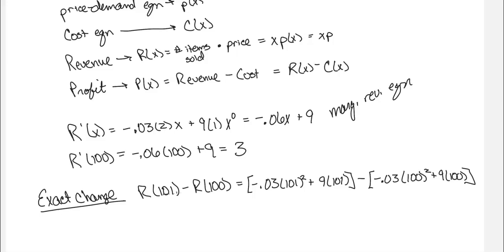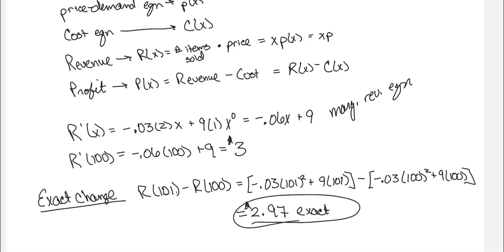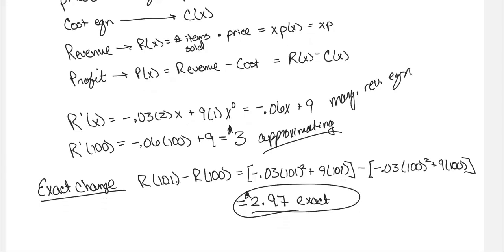I'm going to plug this in my calculator off screen. And when I do that, I get $2.97. So this would be the exact change in that revenue where this is approximating. So let's look at why.